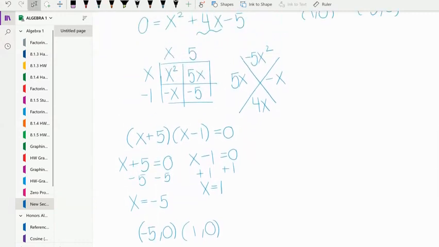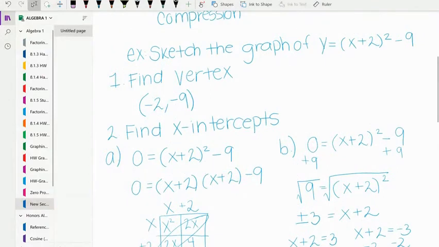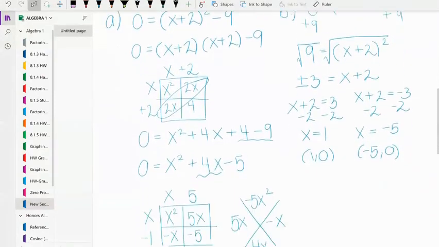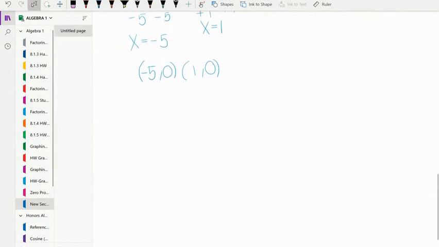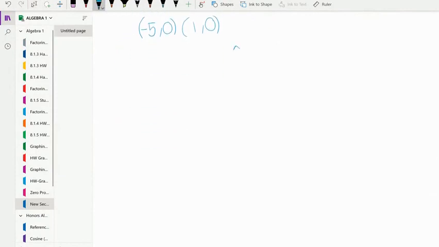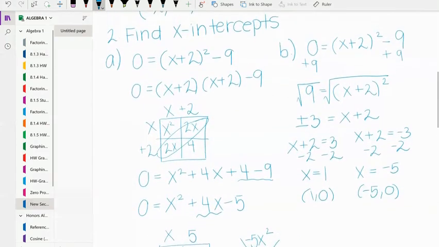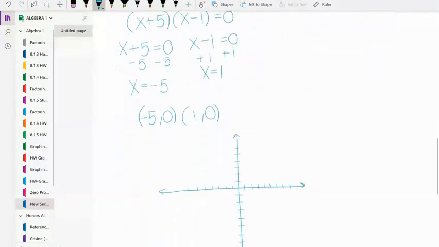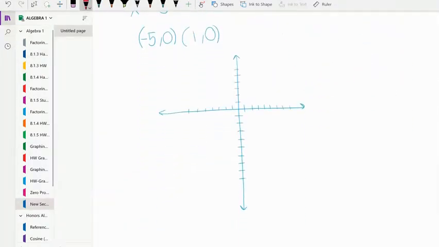Okay, but going back to what this example wanted us to do, it said sketch the graph. So we now have the vertex and the x-intercepts, so that will be good enough for our sketch. So I'm going to go ahead and set this up. Okay, so if I remember, our vertex is going to be (-2, -9). So we'll go ahead and start with that.